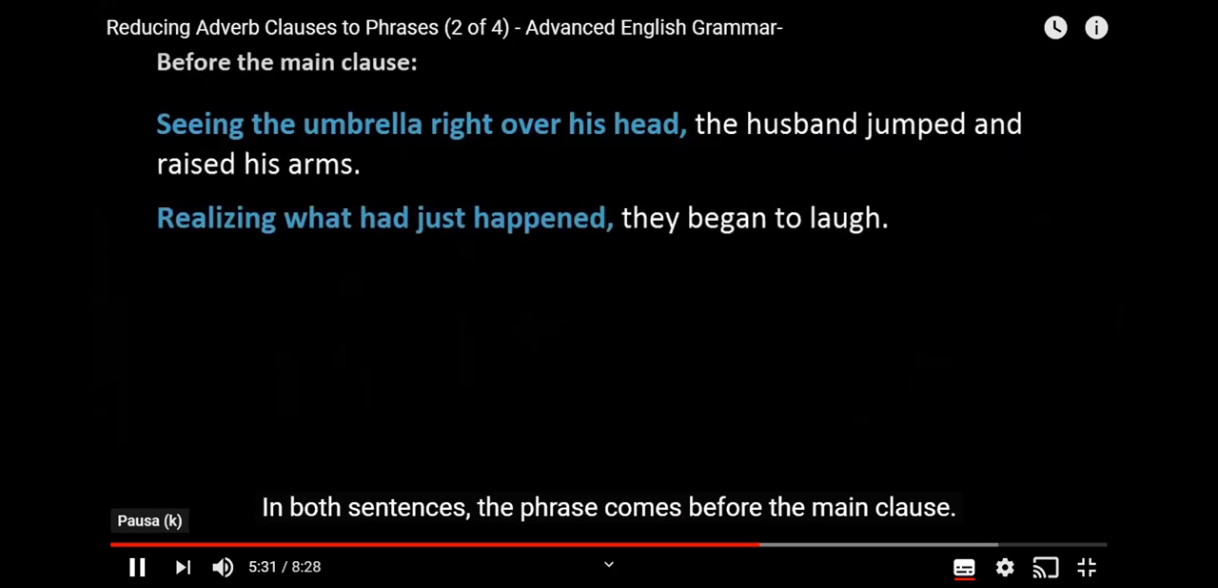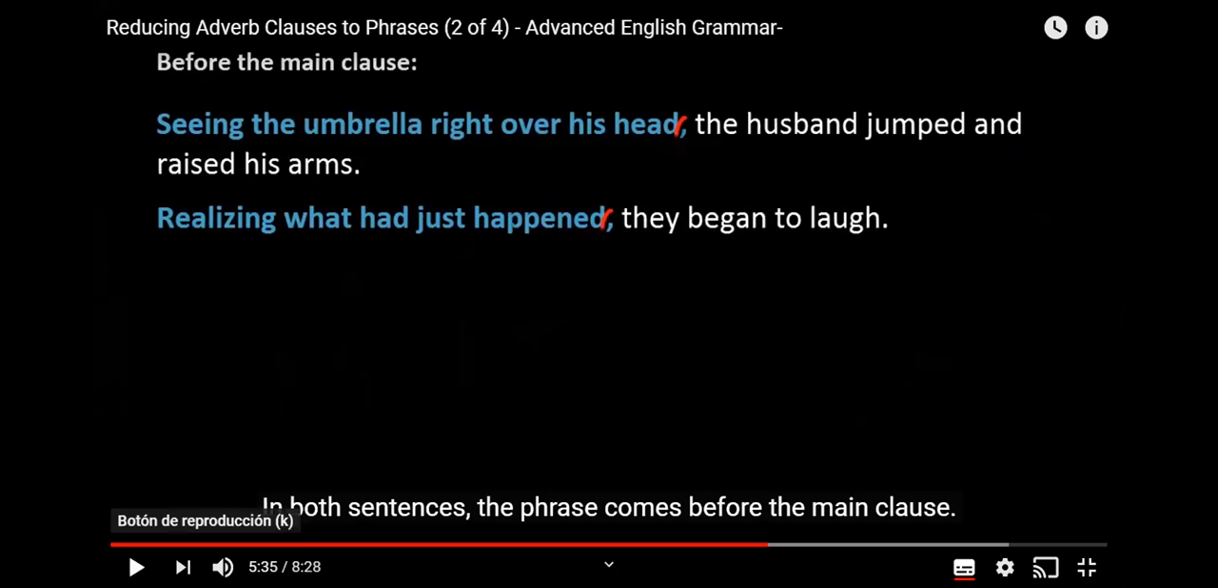Here are two lines from the story. Seeing the umbrella right over his head, the husband jumped and raised his arms. Realizing what had just happened, they began to laugh. In both sentences, the phrase comes before the main clause. Okay, so you see in blue is the adverb clause that is reduced to a phrase. In both, at the beginning.